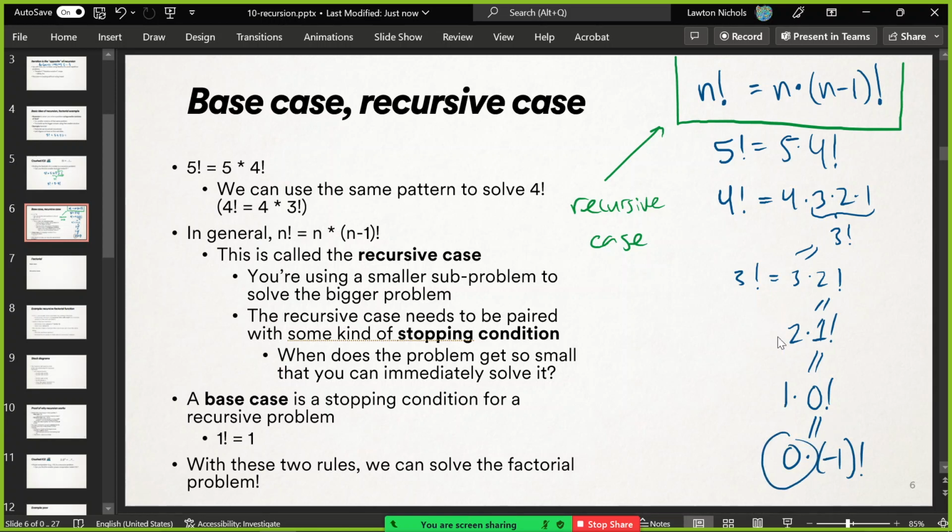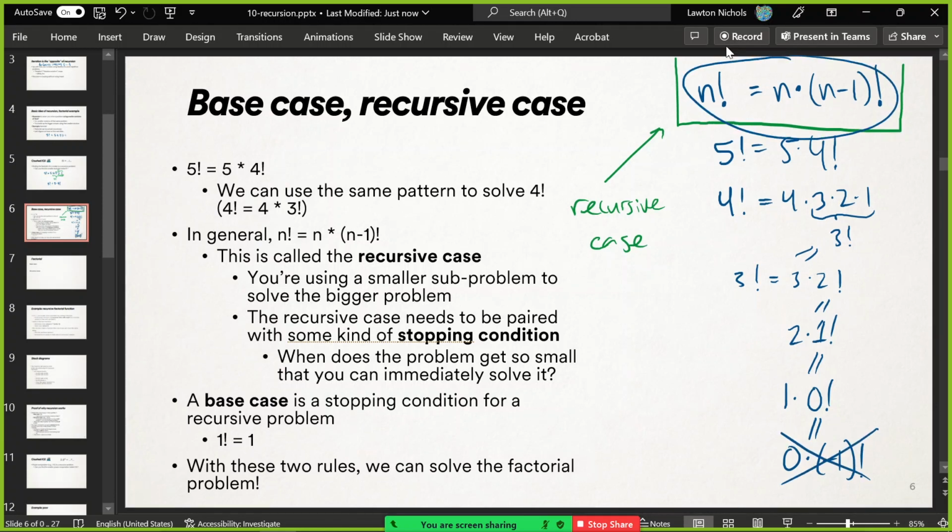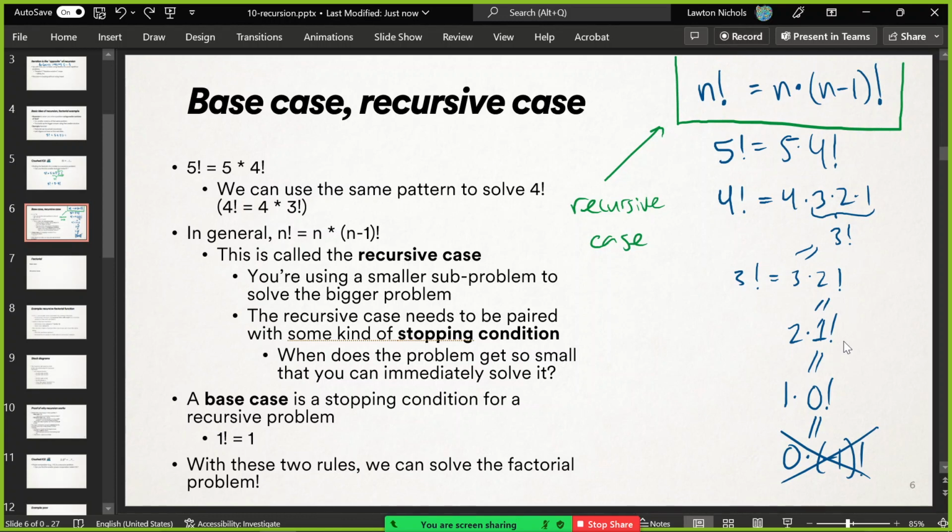Now we've just multiplied 0 by something, so our entire answer becomes 0, right? And then also negative 1 factorial doesn't really exist. So we don't want to go this far. Now this recursive case stops making sense. We wanted to stop before then, okay? How about we stop at 1? If you give me 1 factorial, I know the answer immediately, okay?